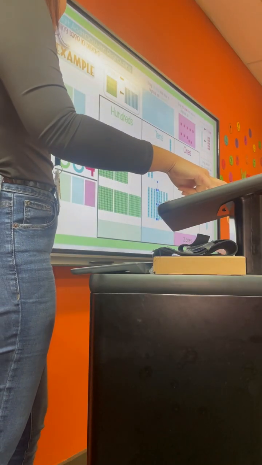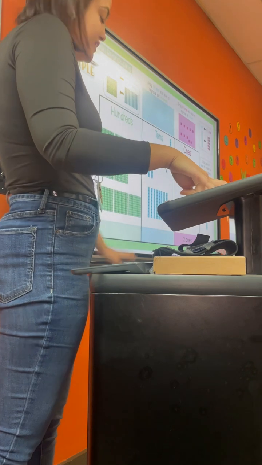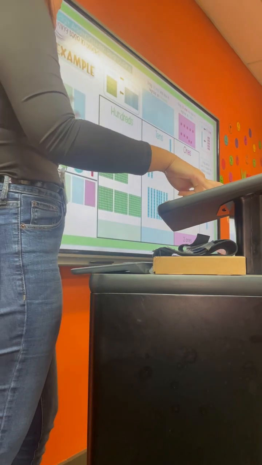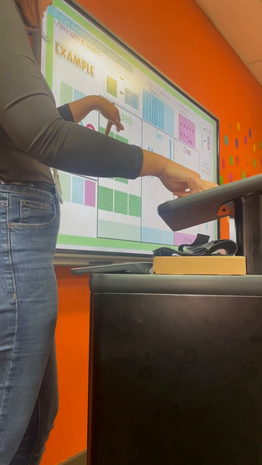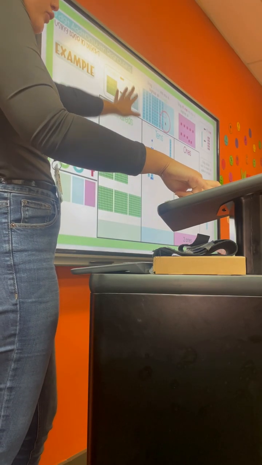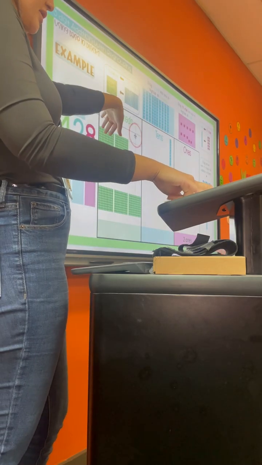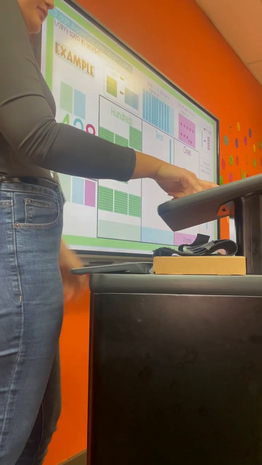Next, we will count the 10 stripes here. I have 11 tens in total. 1, 2, 3, 4, 5, 6, 7, 8, 9, 10, 11. Since I have more than 10, I need to regroup them as 100. So in the regroup box, I'll move 10 tens up to the regroup box. I'll then move the 100 over to the hundreds place to show the tens regrouped as 100.